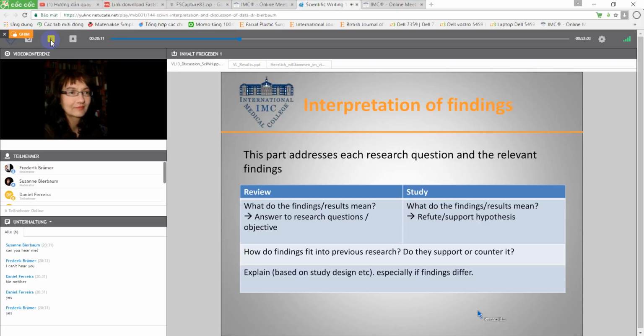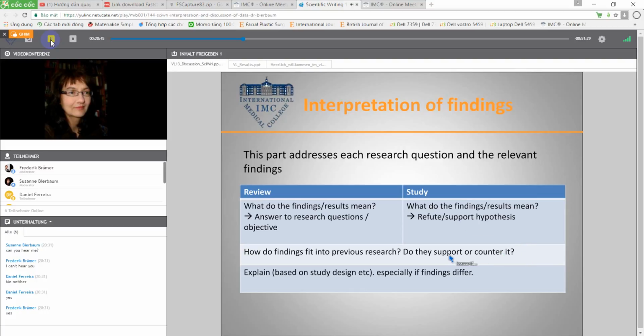Usually review and study are again comparatively similar. Answer your questions. And here, what do they mean? Do they support your hypothesis or not? Your key findings. That is, for a study, the key issue of the discussion. There you discuss whether your initial hypothesis can be refuted or whether it is supported. That's the conclusion you ought to arrive at in the end.